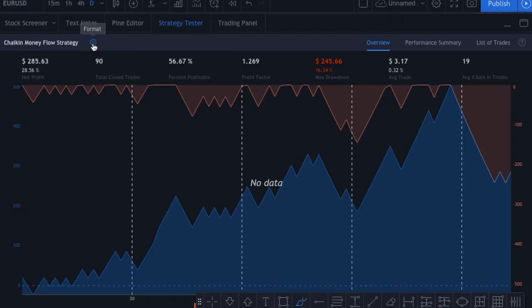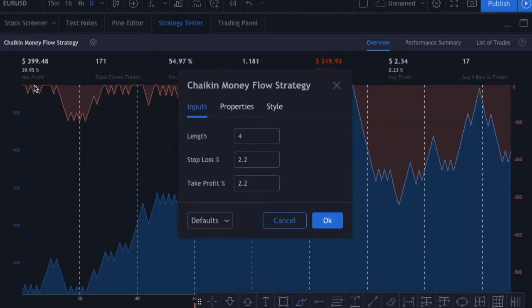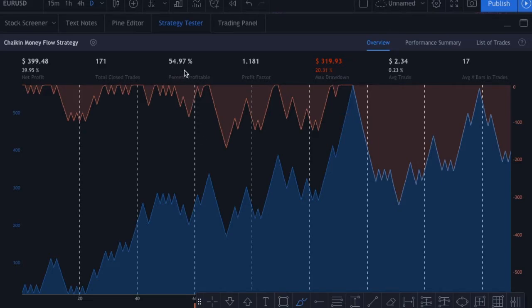Now, if you wanted to use these settings by themselves, they're not terrible. But if you really want to maximize the Chaikin Money Flow Oscillator on the Euro USD one-day chart, what you're going to want to do is change that length all the way down to 4. What happens then is you go up to 39.95% in profit, and let's see what that does. So your edge is 4.97%.